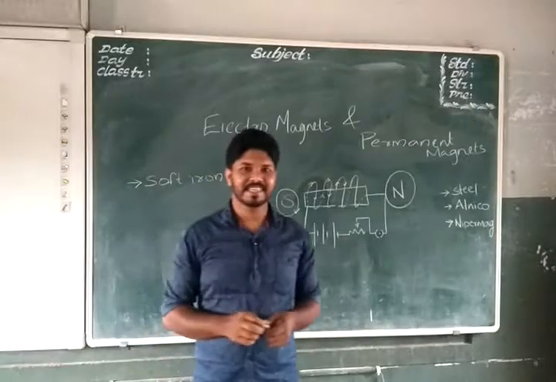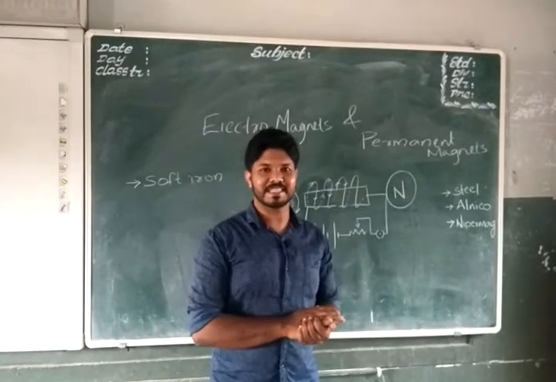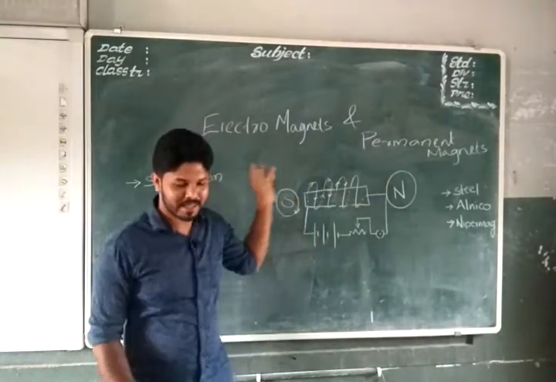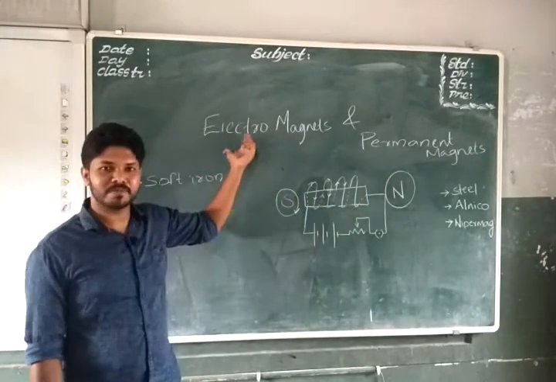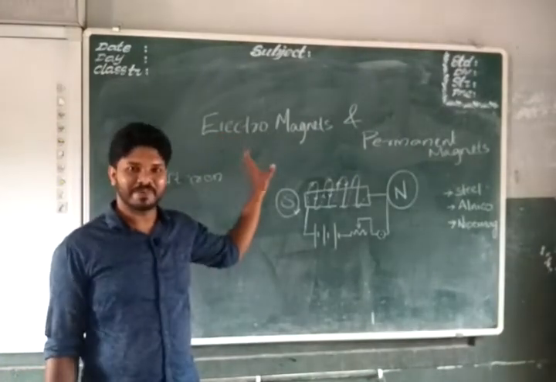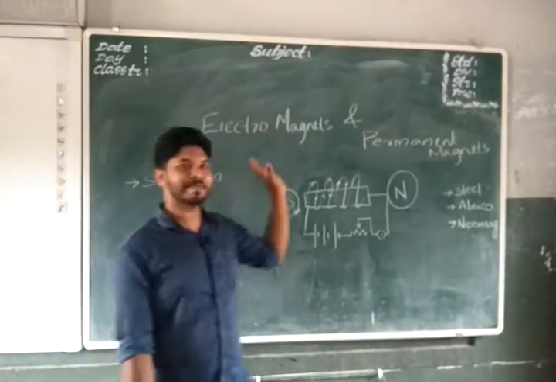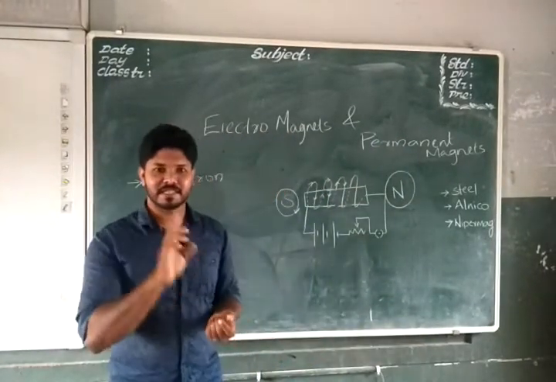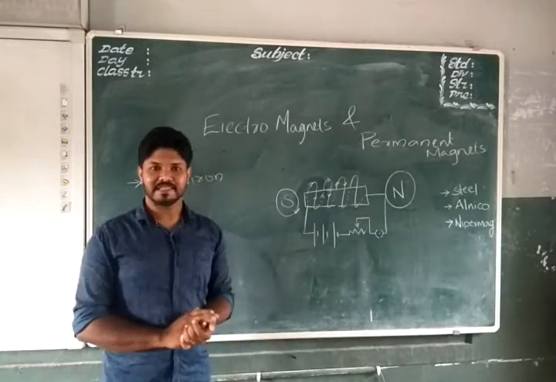Hello dear students, today we are going to discuss permanent magnets and electromagnets. Obviously, another name for an electromagnet is temporary magnet. So we are actually discussing temporary magnets and permanent magnets. We already discussed natural magnets in the first section, isn't it?